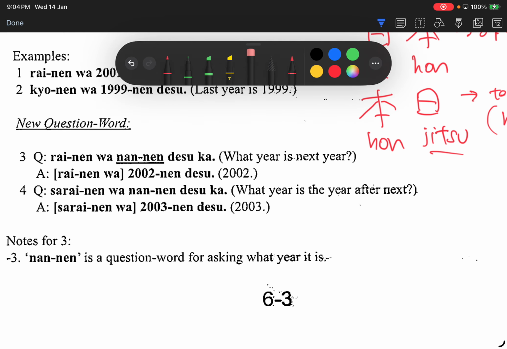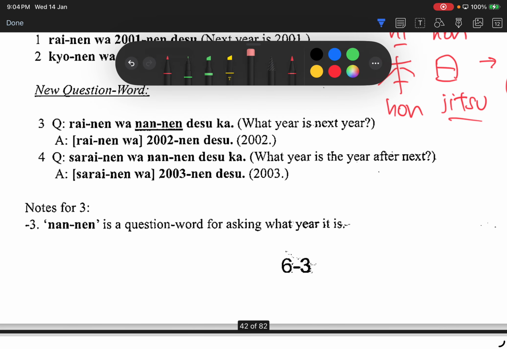Okay, then our new question word. 来年は何年ですか? Right? So 年 is year, and 何 is what. So what year, literally. 何年ですか? Then the answer, 2020年. Sorry, 2002年. There's no 20. I just made a mistake, so it should be 2002. Right? 2002年.